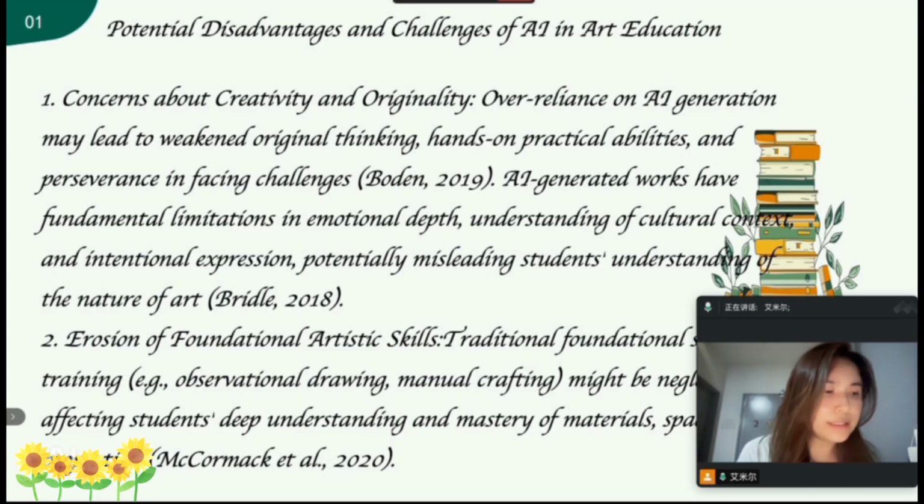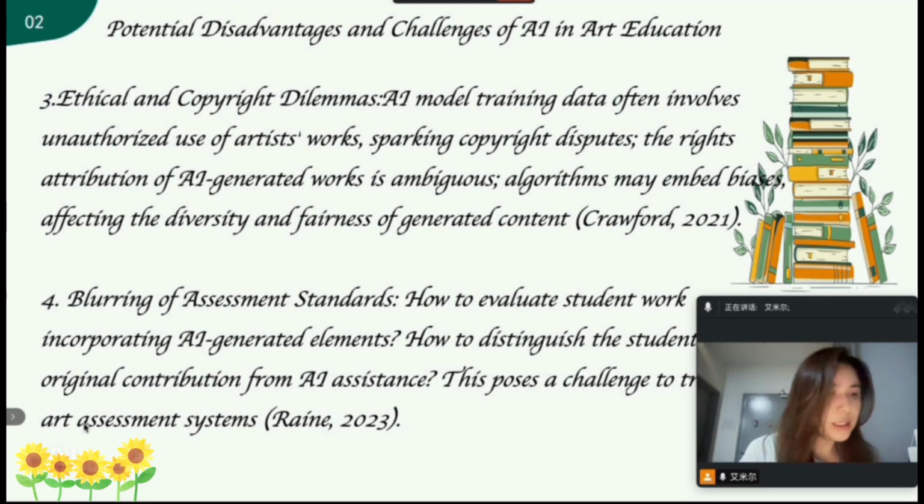What about the second point? There will definitely be some weakening of artistic skills. It may affect students' deep understanding of the properties of materials and mastery of core artistic abilities such as sense of space and proportion. The third point is that the ownership of rights to AI-generated works is still relatively vague, so it affects the diversity of the content generated and its fairness.